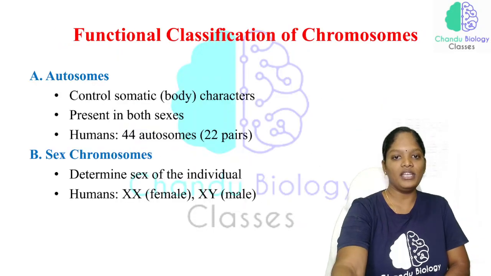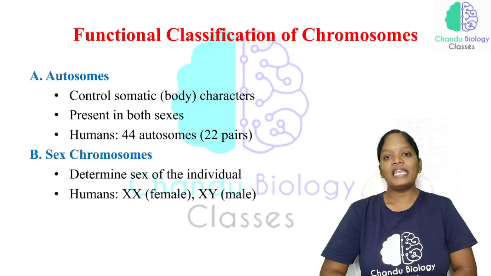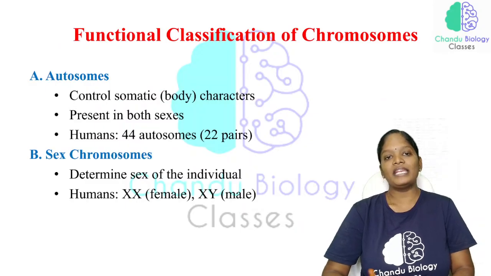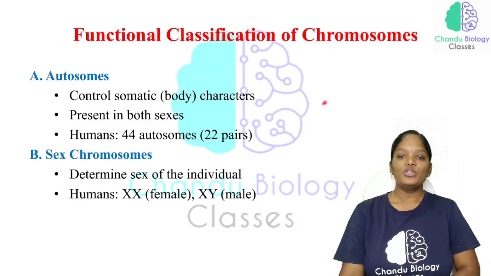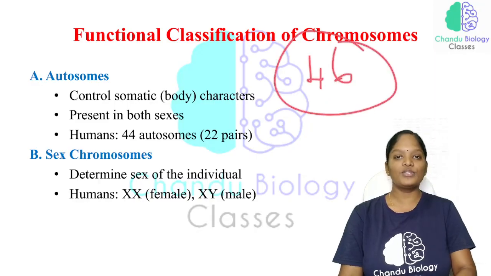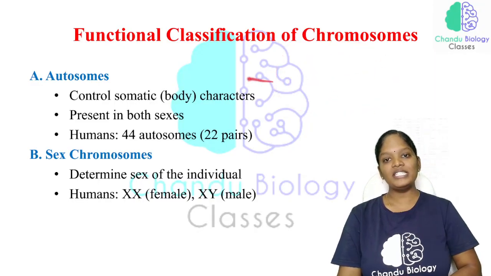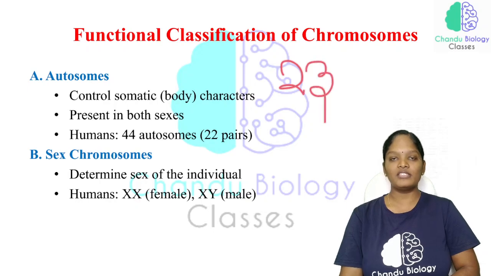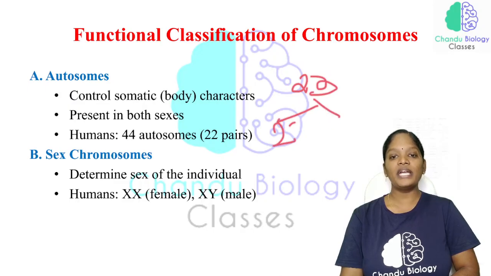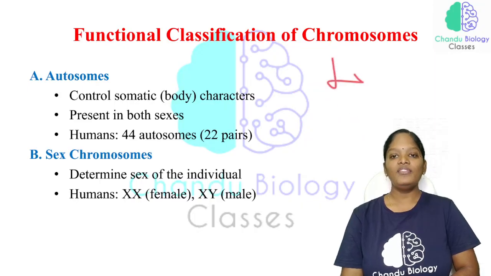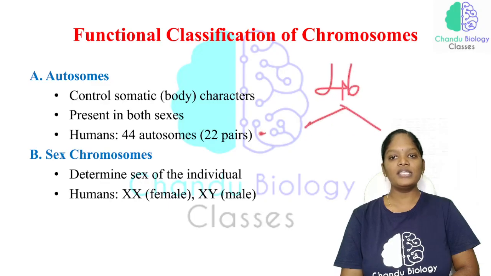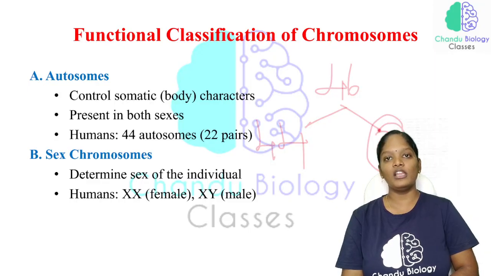Now, functional classification of chromosomes. Chromosomes can be classified based on function. In total we have 46 chromosomes. If we arrange them in pairs, that is 23 pairs. Of the 23 pairs, 22 pairs are autosomes, and one pair is called the sex chromosomes or allosomes. In numbers, of the 46 chromosomes, 44 are autosomes and 2 are sex chromosomes or allosomes.